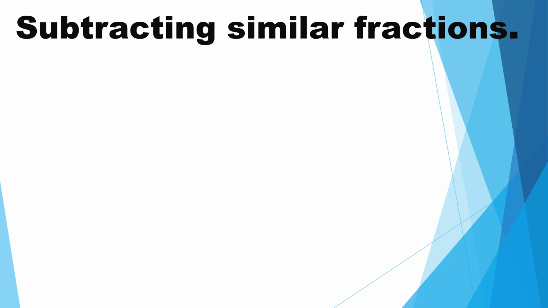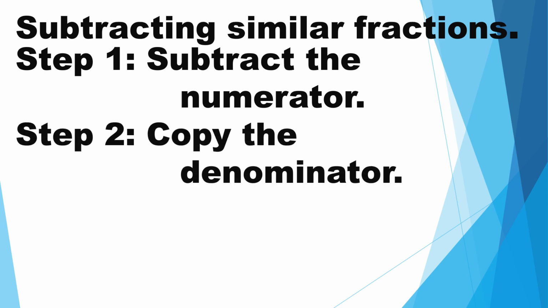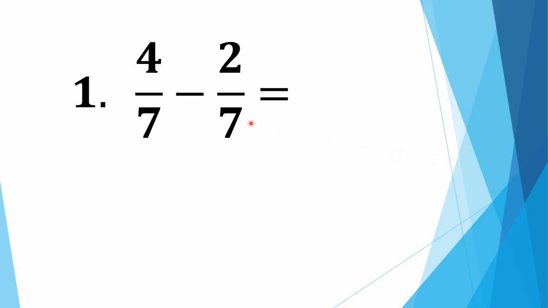Subtracting similar fractions. Step 1: Subtract the numerators. Step 2: Copy the denominator. Step 3: Reduce or simplify into lowest term if possible. Number 1. 4 over 7 minus 2 over 7 is equal to. 4 minus 2 is equal to 2. Then copy the denominator, 7. 4 over 7 minus 2 over 7 is equal to 2 over 7.